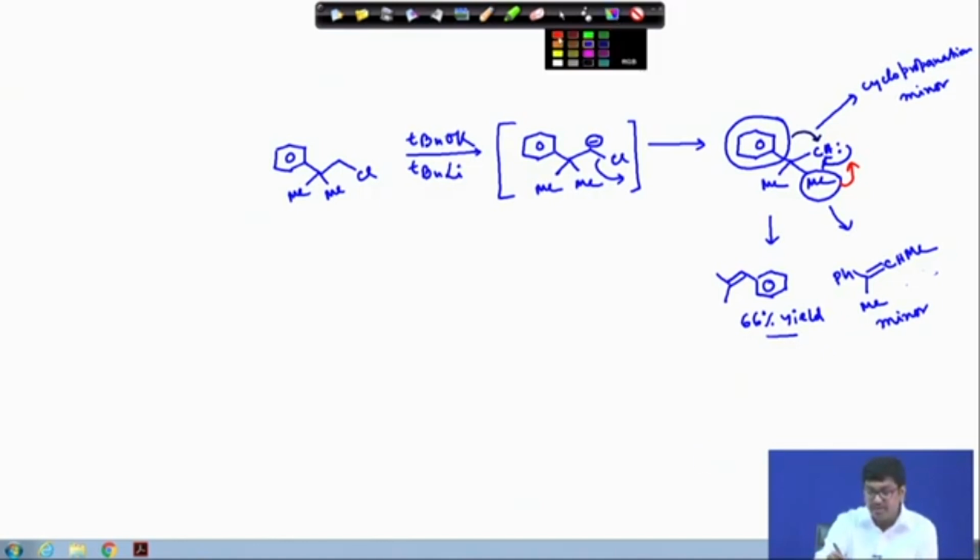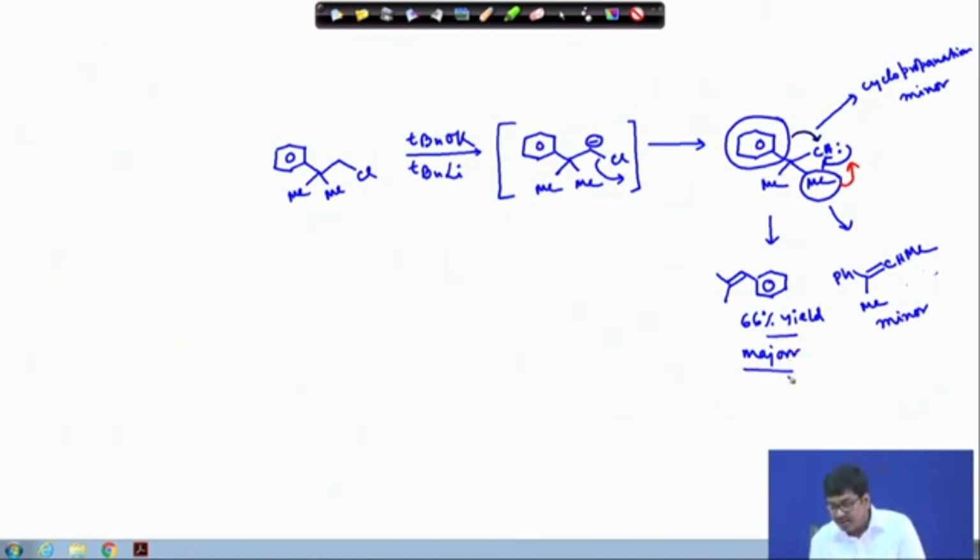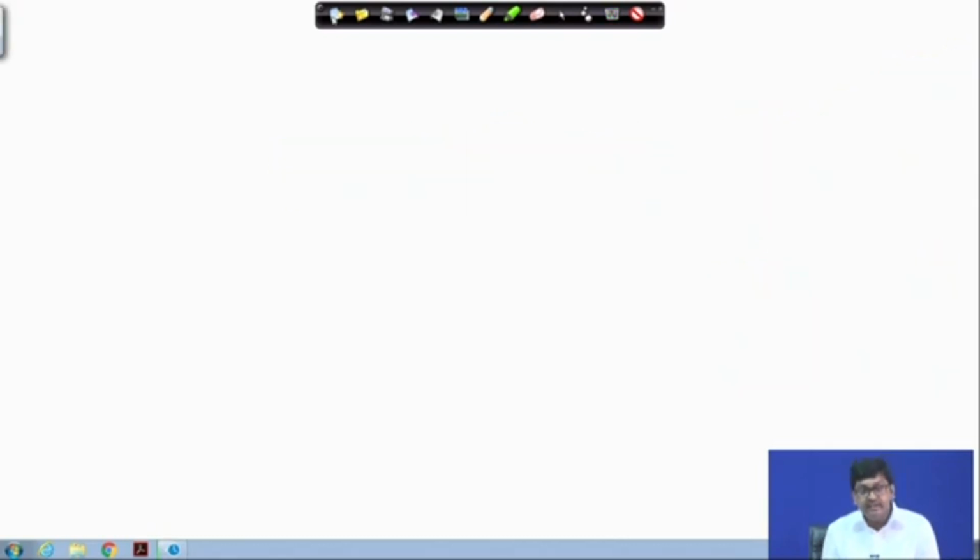Now, the question is why is it happening? Why is this one forming as a major product? If we see the migrating aptitude, the phenyl ring has more migrating aptitude than the methyl group or alkyl group. That is why here the migration of this phenyl is more. Next, we will see another similar type of example.